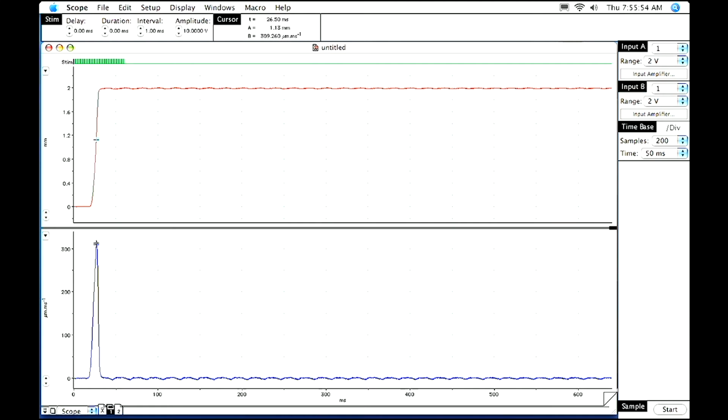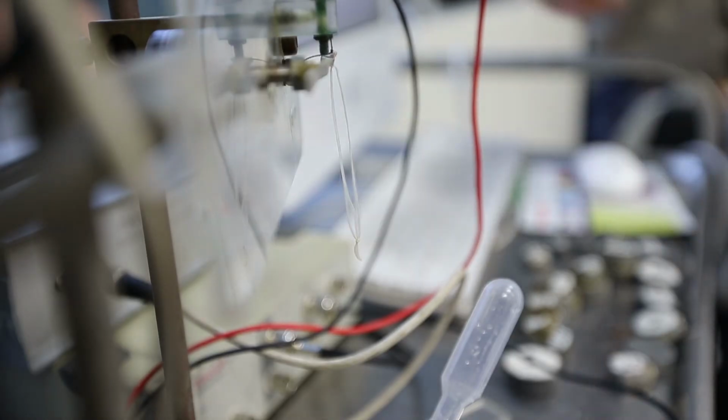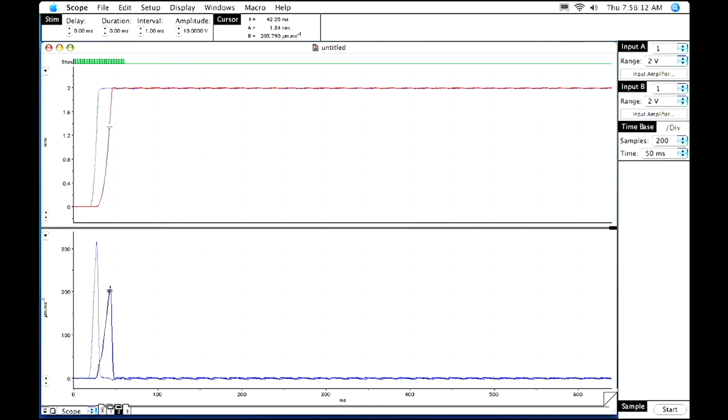So 0 grams gave us a peak velocity of 309 micrometers per millisecond. So now Adele's going to put a 5 gram weight on the end of the muscle. And 5 grams, velocity of contraction is 208. So watching the peak come down and also the latency getting longer and that slope getting less steep. 10 grams. 184.